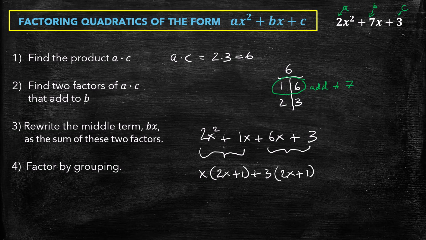And you know that you're doing this correctly when you have the same expression in both parentheses. And now you can just factor that out as we did in the previous slide, factoring by grouping, and you are left with x plus 3. And you can even check, do your outer and inner terms to check that you've done it correctly. So the outer terms are 6x, the inner terms are 1x, they make 7x. We know that the first and last terms work because we chose them carefully, and we are done.